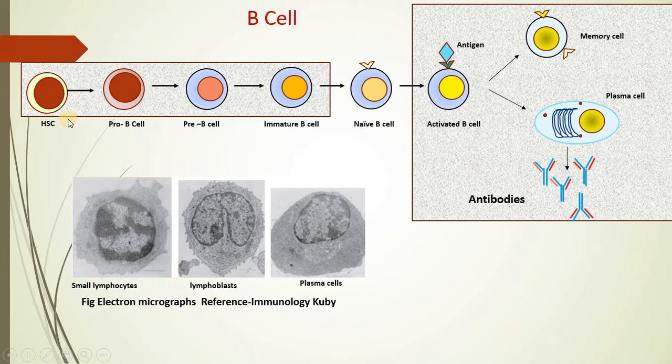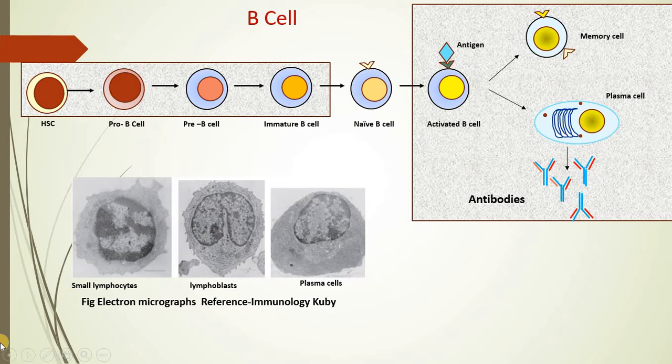We need to know that these B cells develop in the long bones, wherein bone marrow is present, and in the stromal tissue, the hematopoietic stem cells, that is HSC, which are pluripotent cells, undergo further development and get converted into pro-B cells. Now these pro-B cells or progenitor B cells are the lineage which, once differentiated, can only give rise to B cells and none other than B cells.